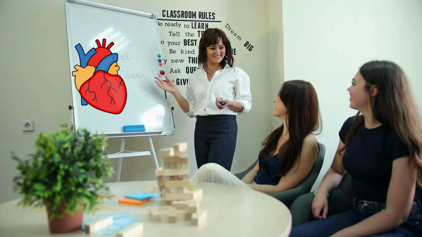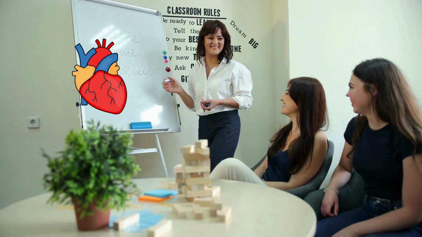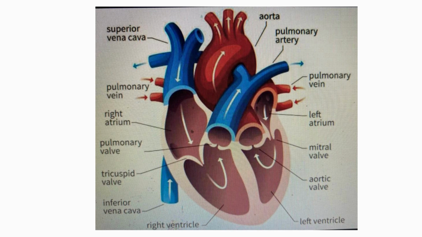So to simplify what I said in layman's language, I actually like layman's language. The heart is divided into 4 chambers, the left side and the right side. As far as the chambers go, whatever is on the right side is also on the left side. So you have the right atrium, you also have the left atrium, you have the right ventricle, you also have the left ventricle.